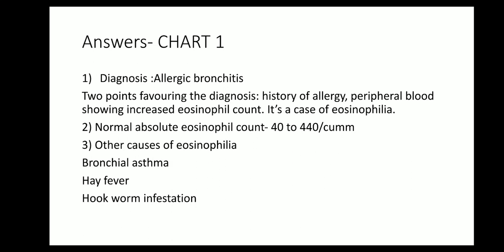So answers. For chart 1, the diagnosis goes like allergic bronchitis. 2 points favoring are history of allergy and peripheral blood showing increased eosinophil count. It's a case of eosinophilia. Normal absolute eosinophil count is 40 to 440 per cubic mm. Other causes of eosinophilia are bronchial asthma, hay fever and hookworm infestation.